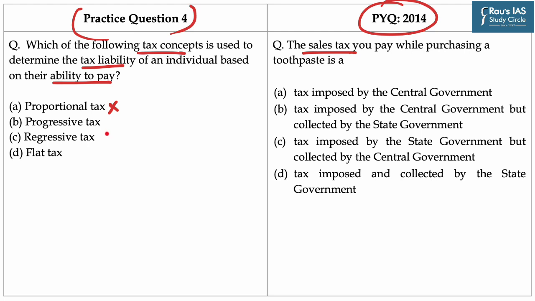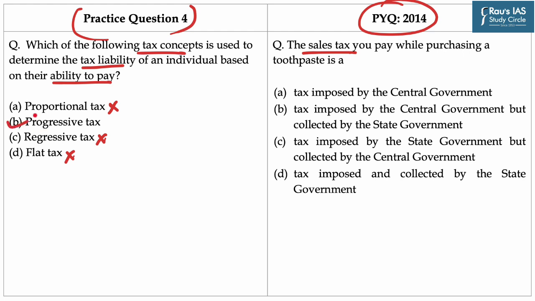The third option is regressive tax, which is a tax system in which the tax burden decreases as the income or wealth of the individual increases. This means that individuals with lower incomes pay a higher proportion of their income as tax compared to those with higher incomes. Hence, it is also incorrect. The fourth option is flat tax, which is a tax system where a fixed tax rate is applied to all the individuals regardless of their income level. It is a form of proportional tax where the tax rate remains constant for all the players. Hence, this is also incorrect.